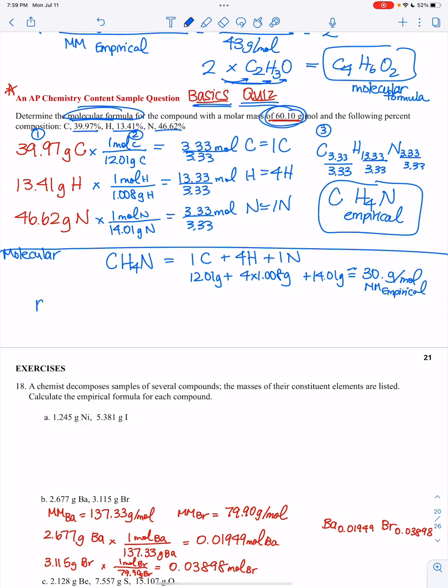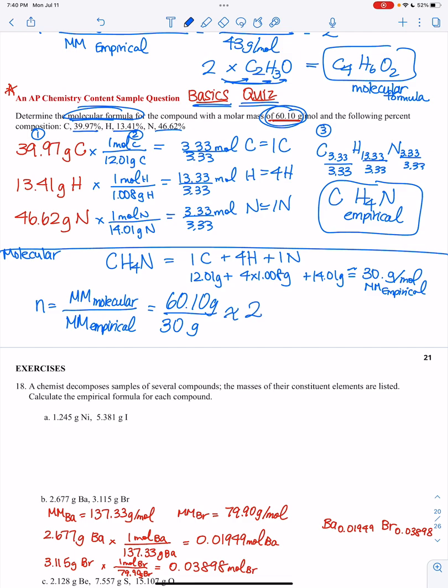Let me get my n now. n is going to be the molar mass of the molecular divided by the molar mass of the empirical. And you wouldn't believe it, the math works out very nicely here. 60.10 grams divided by approximately 30 grams. This gets approximately 2 again. It's not always going to be 2, but the examples I made, I just try to get 2.